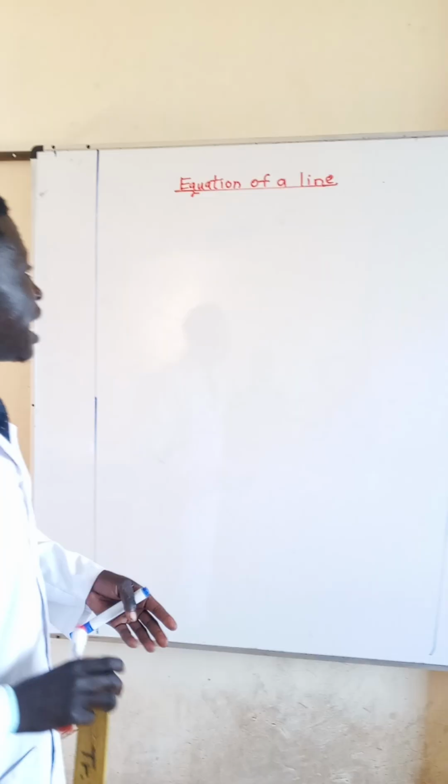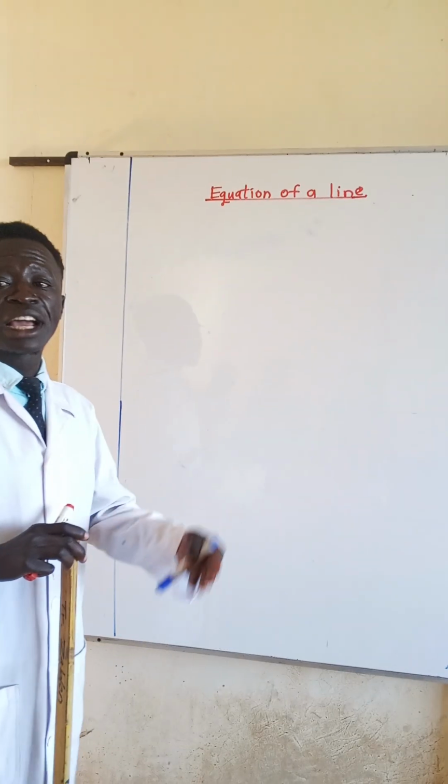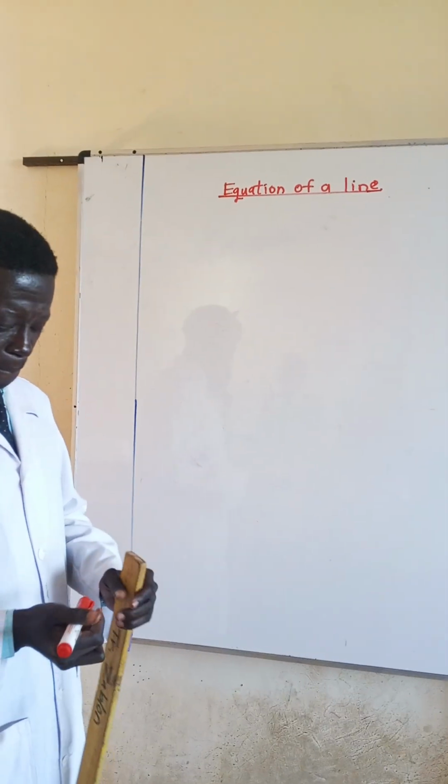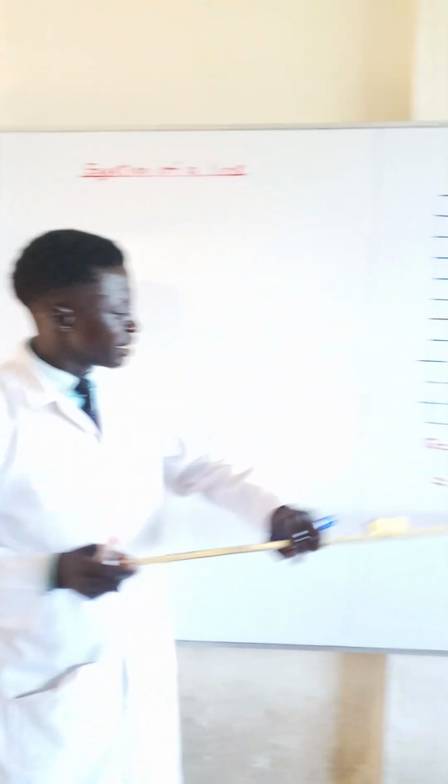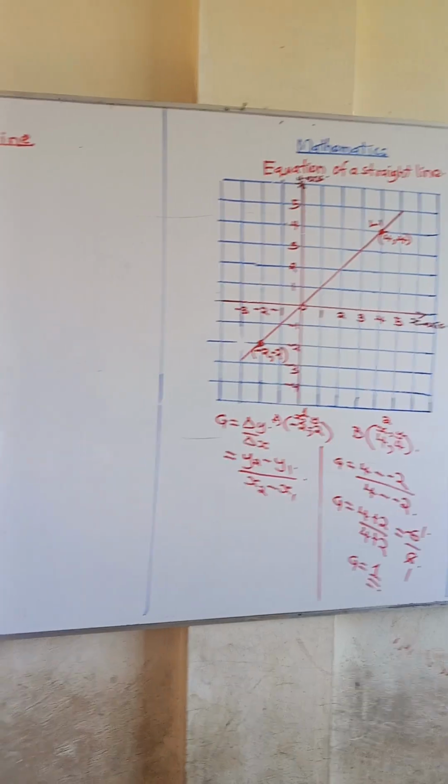Now today I want us to work out the equation of a straight line, how we calculate the equation of a straight line. Now I want to use these points to get the equation of this line. Now what will I do?